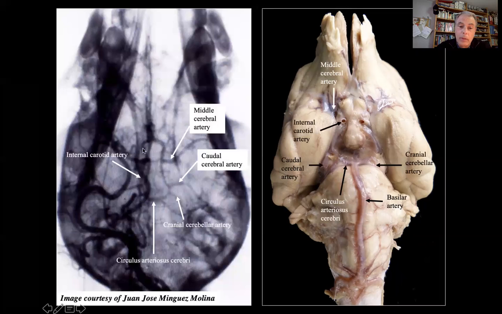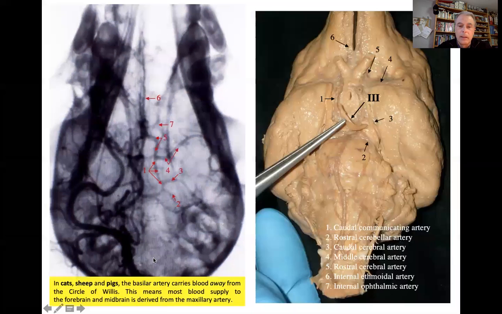Again, we are going to compare the Circulus Arteriosus cerebri with this image. Okay, we have now branching off the middle cerebral artery here. And we have the caudal cerebral artery and the rostral, we shouldn't say cranial, rostral cerebellar artery, okay? And we do not identify the basilar artery. Why is it so? We don't see the basilar artery as we identify it clearly in dissections.